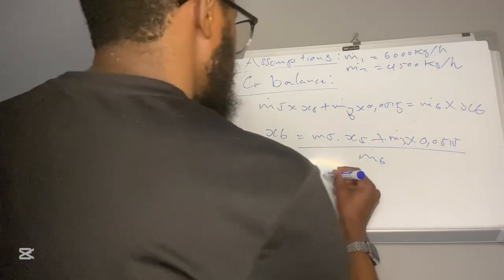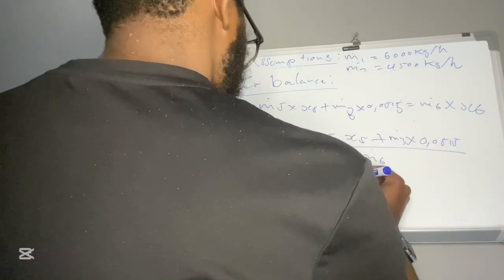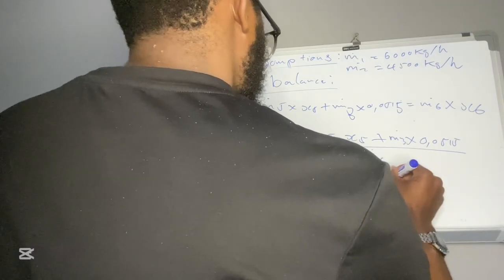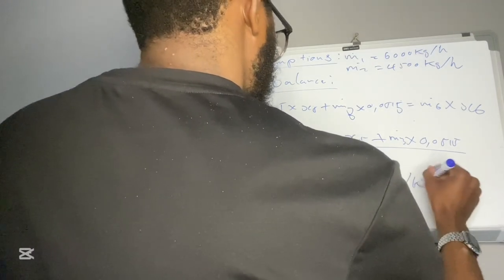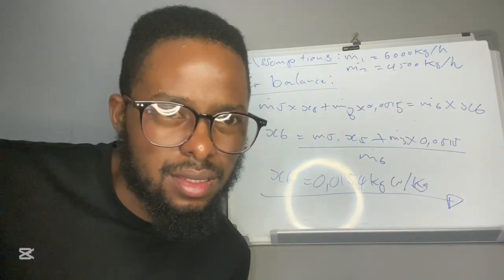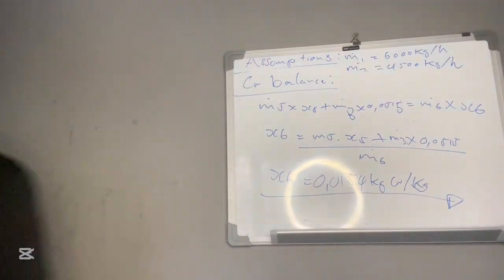Okay, so when you substitute your values, you will find that X6 is 0.0154 kilogram. So this is your X6. Did I write that? I don't know, but I hope you guys can see this is your X6.